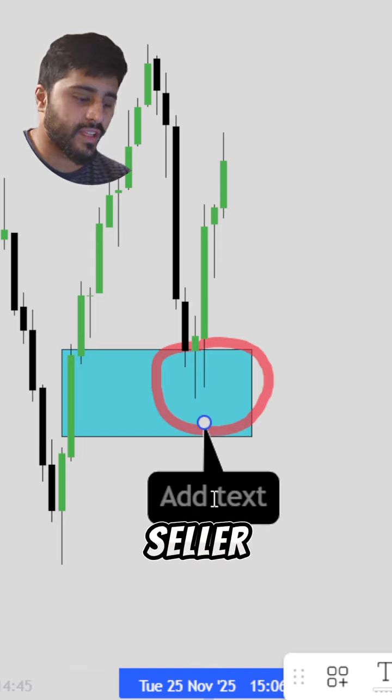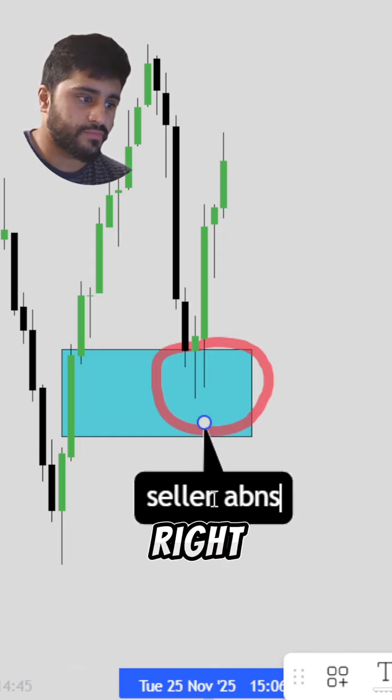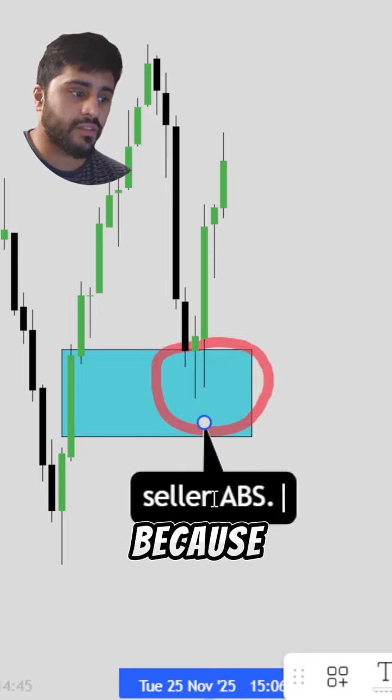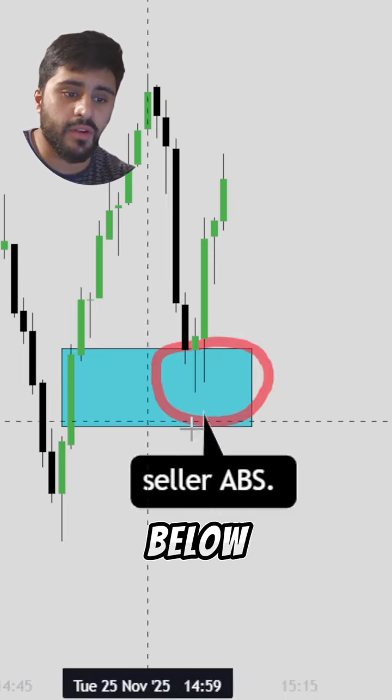This is what we call seller absorption. I'm just going to write ABS. This is a seller absorption, because sellers were unsuccessful in breaking below this level.